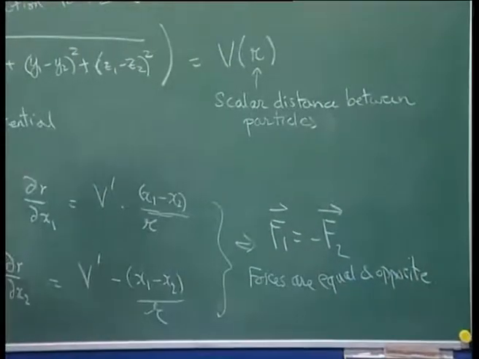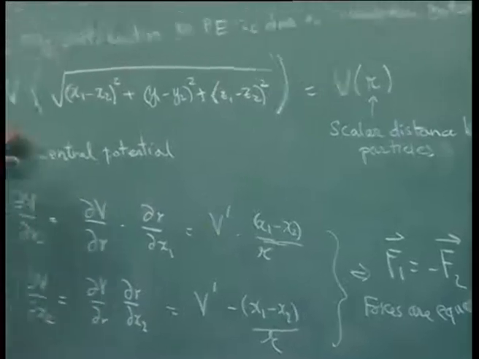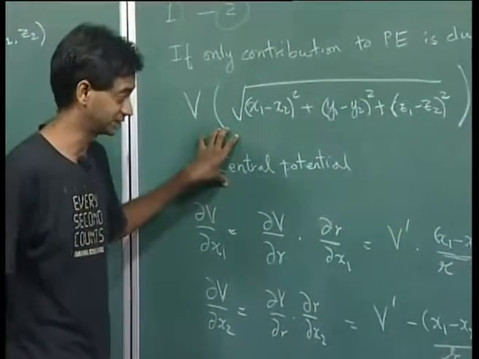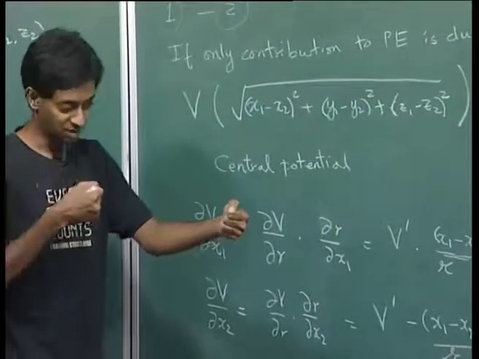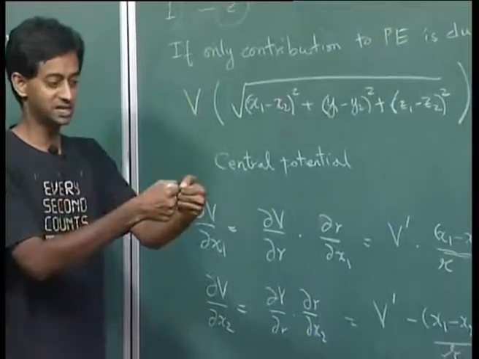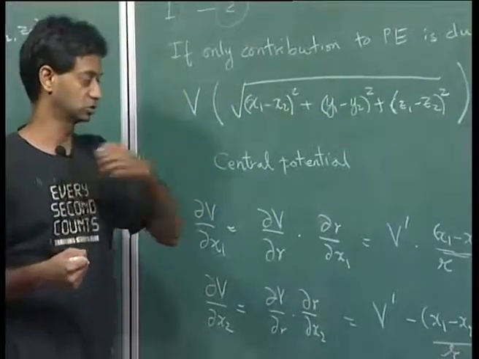And this is a characteristic of this central potential. So, when you have a central potential of interaction between the two particles, then the force on 1 due to 2 will be equal and opposite to the force on 2 due to 1.